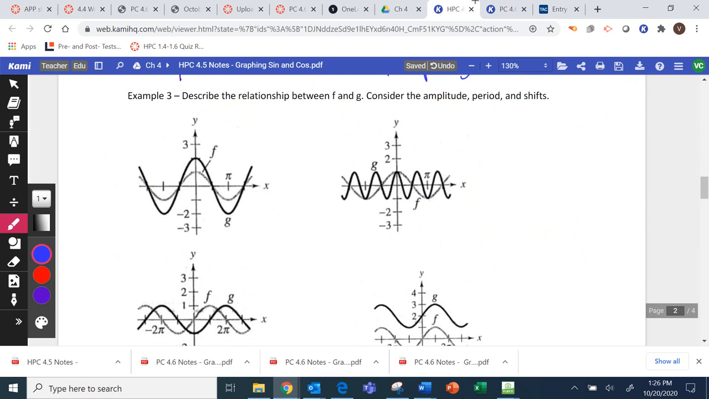All right, the next we're going to describe the relationship between f and g. We're not even going to get that detailed in it, but f is the parent function. And then g would be the transformed function. So really we're talking about transformations, but we want to use words like amplitude, period, some sort of shift. Okay? So instead of saying something like vertical stretch of whatever, you're just going to tell me the amplitude is. Okay? So for the first one, we have the parent function as f, the new function of g.